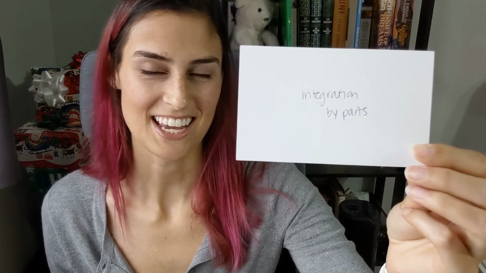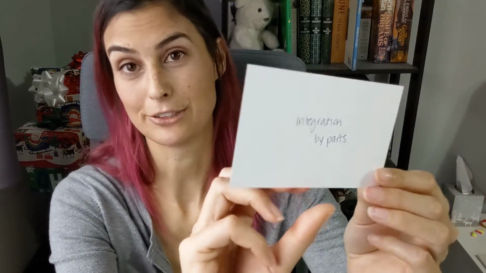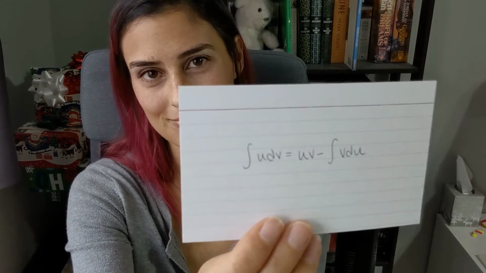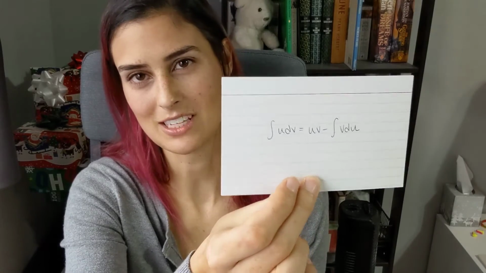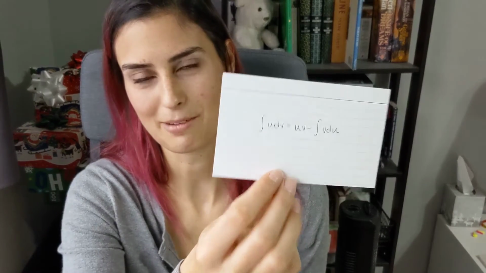Integration by parts. This says that the integral of u dv equals uv minus the integral of v du. I don't have any fancy mnemonics for this one, but it's funny how much this one has stuck in my head. This is one of the few that I have not forgotten. I've forgotten a lot of these.